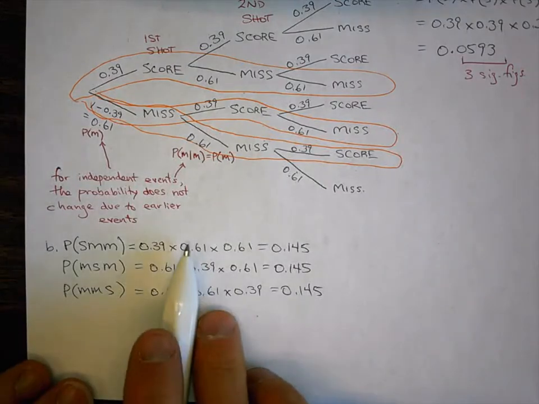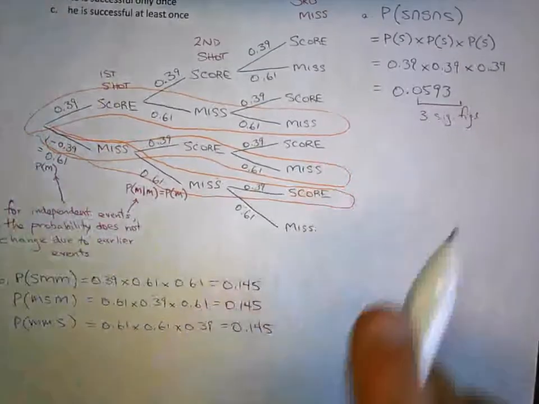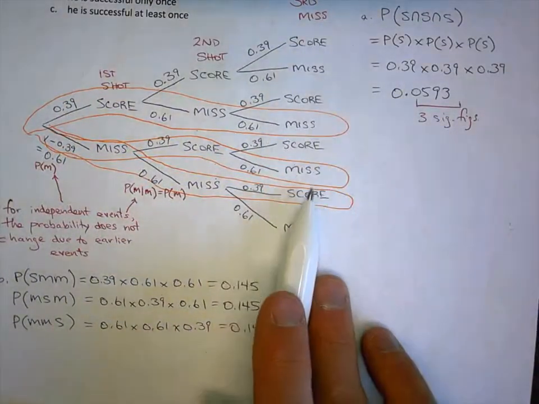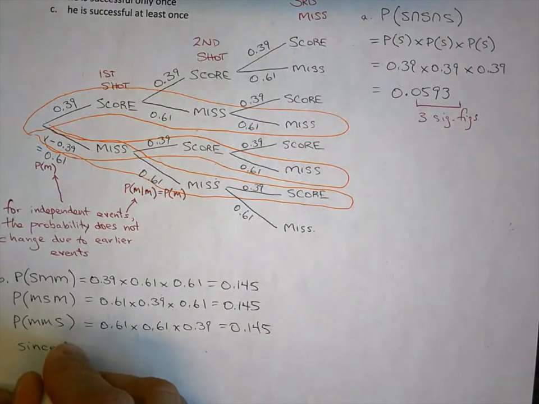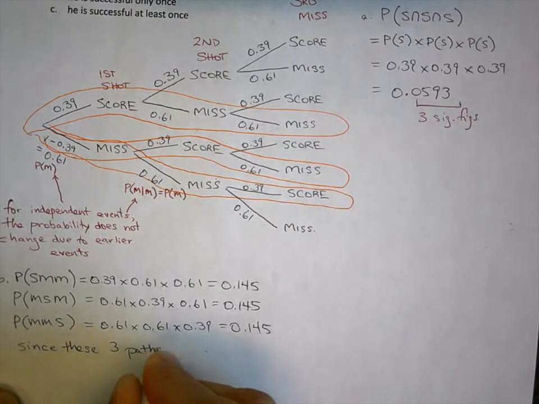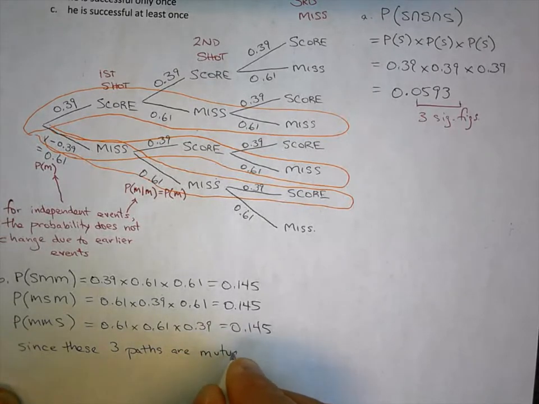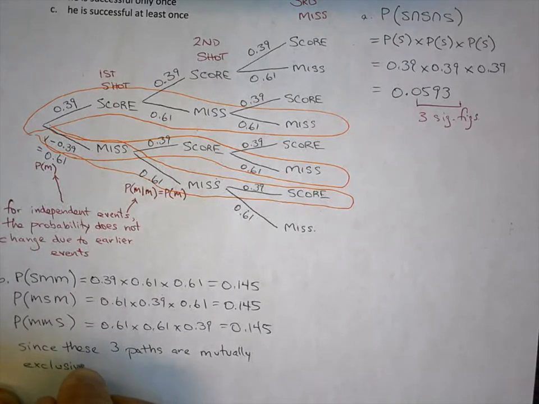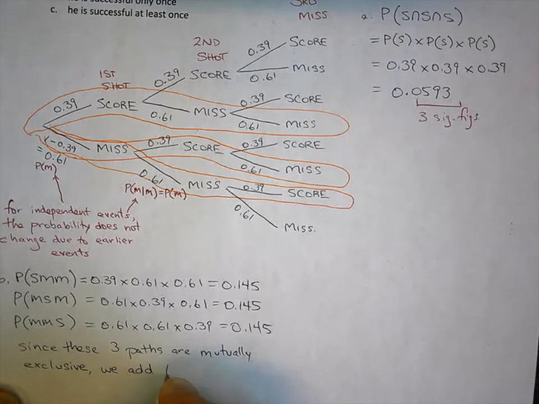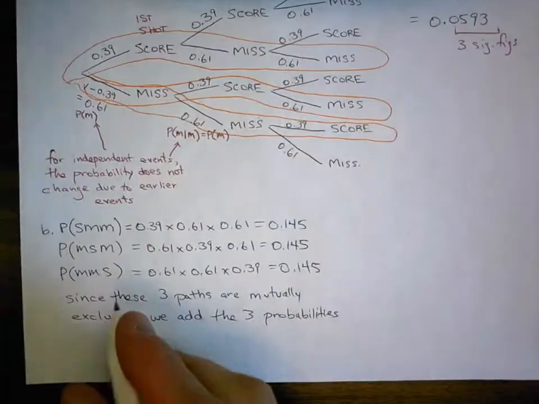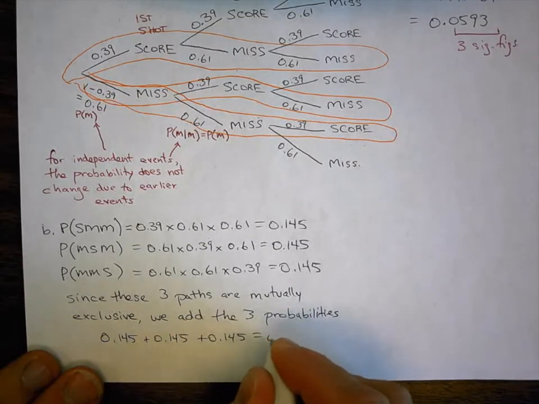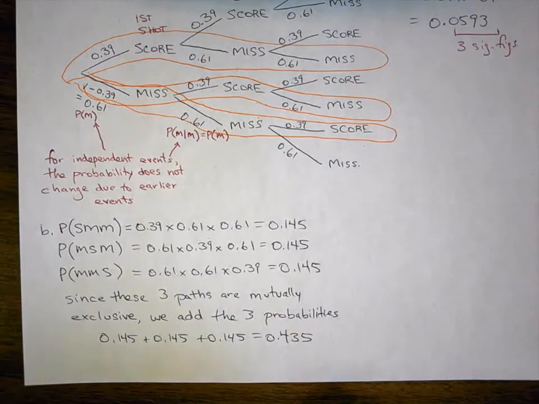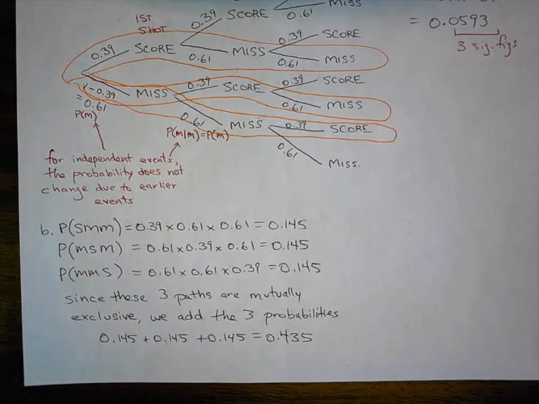Okay. Now, we have 3 paths. We know the probability of each of them. Remember, the probability of all of these paths adding up should add up to 100%. These are all the different options. Now, for him to score only once, we have to add up these 3. So, since these 3 paths are mutually exclusive, we add the three probabilities. And 0.145 plus 0.145 plus 0.145 gives me 0.435. So the probability that he's going to get one basket in is still less than 50%. So that's not so great.